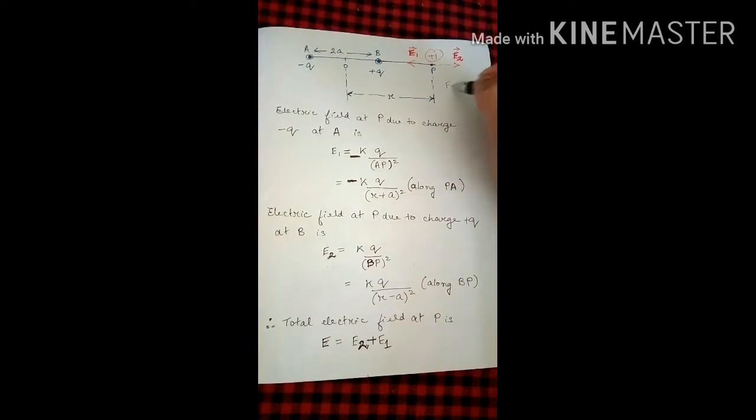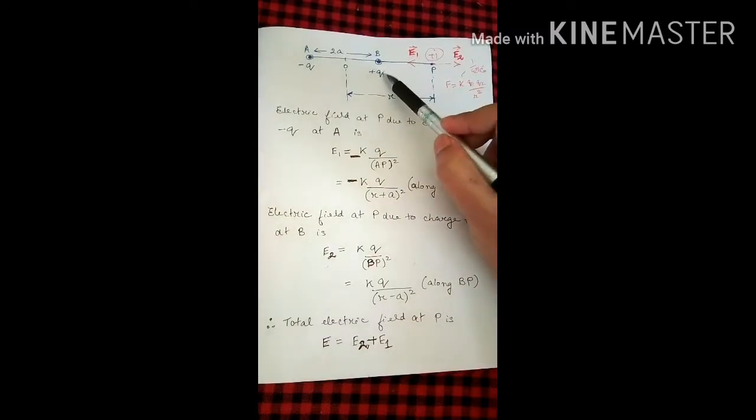So from Coulomb's law we have F equal to k q1 q2 divided by r square. Here k is the constant 1 by 4 pi epsilon naught. q1 is the first charge, which we may consider to be this plus 1 charge, whereas q2 is this plus q charge.